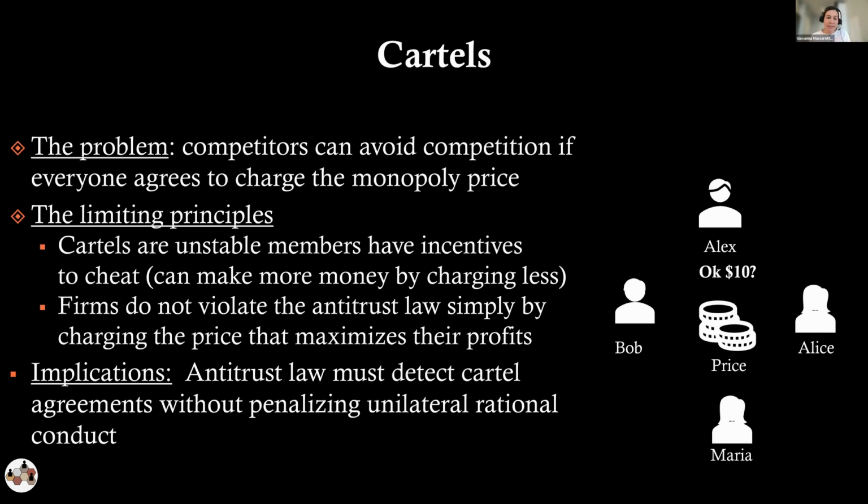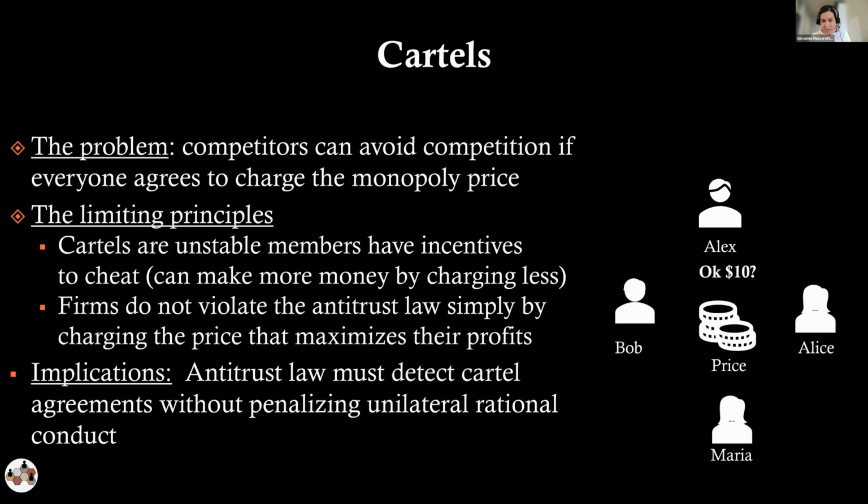Otherwise, the same result can be achieved by competitors in a market. How? Through coordination, through an agreement. So competitors can agree to charge the monopoly price. So the result is basically the same if you have a monopoly or if you have a cartel. And it's bad for consumers. Why? Because you cannot benefit from a lower price.